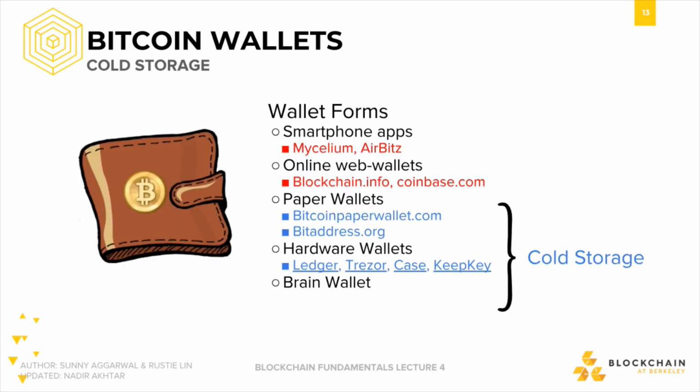So these private keys are basically completely stored offline, and they're managed by you. So not by Coinbase, not by blockchain.info. You have complete ownership of your own keys. And so there's three main types of cold storage. There's paper wallets, hardware wallets, and then the last one is a brain wallet. So I'll get into all of those in just a bit.